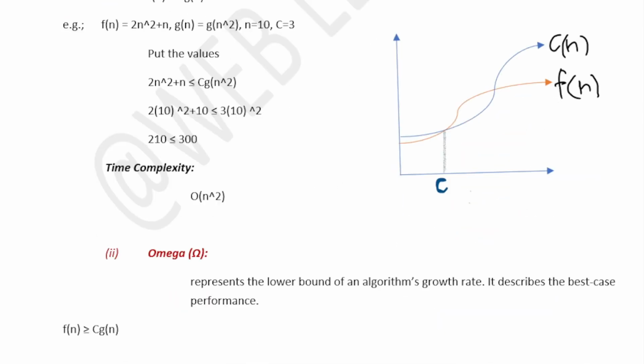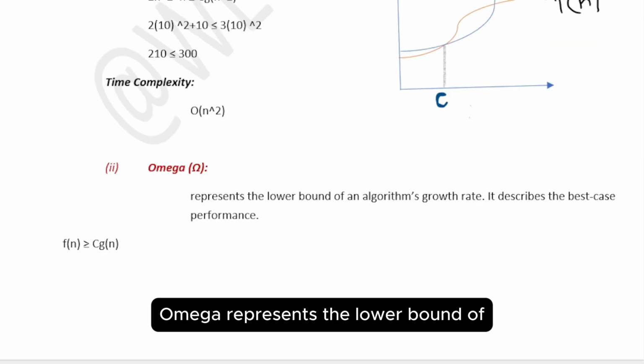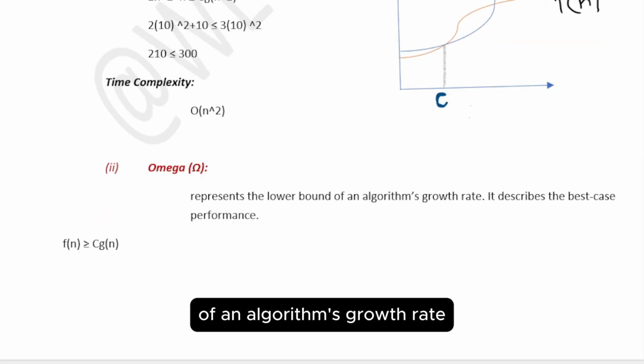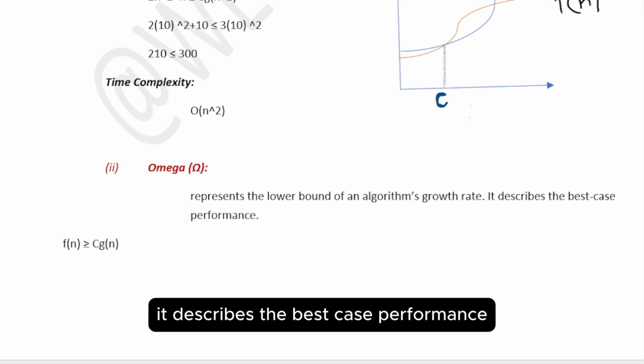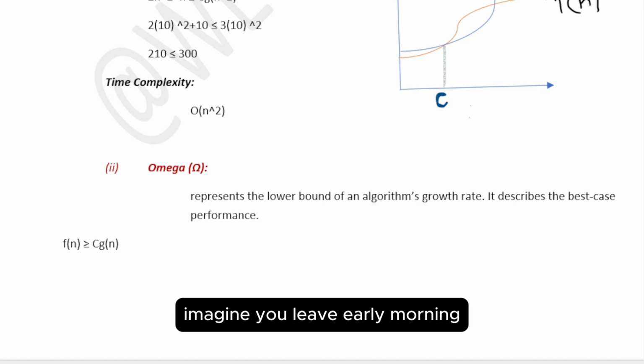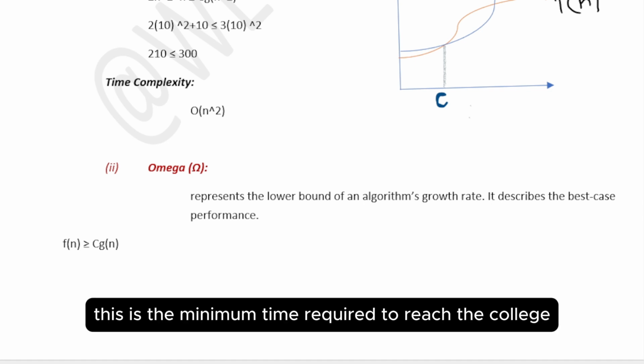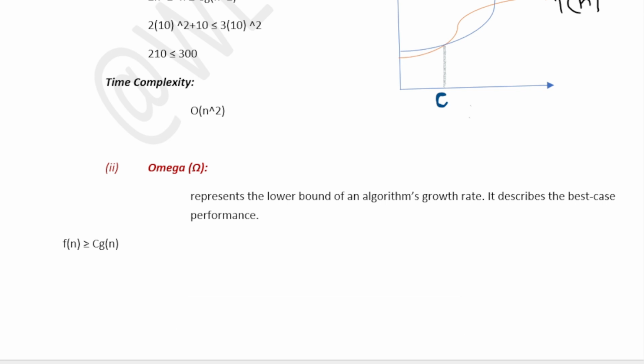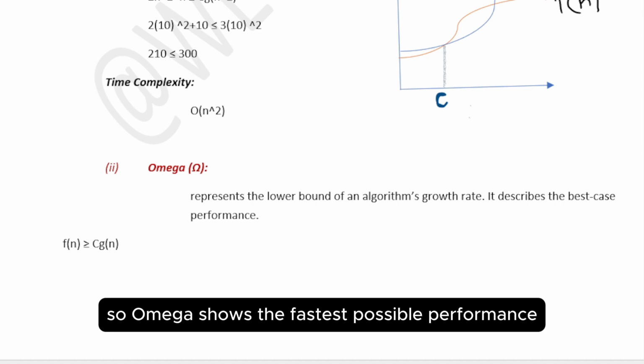Next type is the omega. Omega represents the lower bound of an algorithm's growth rate. It describes the best case performance. So omega is the best case performance. Imagine you leave early morning, no traffic, green signals, empty roads. So this is the minimum time required to reach the college. Omega is the best case scenario. So omega shows the fastest possible performance.